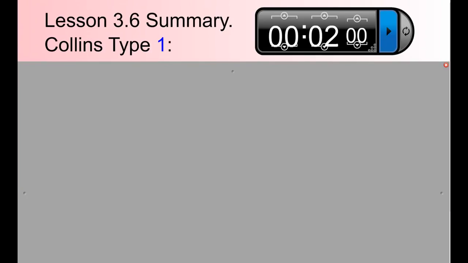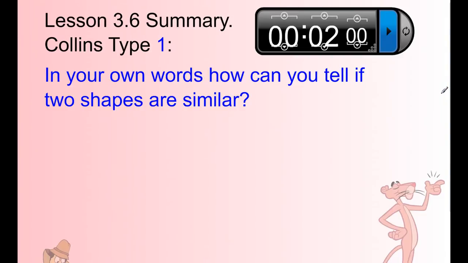Okay, so for our summary, lesson 3.6, it is a type 1, and I have 2 minutes on the clock. It says, in your own words, I love that. That means you can't be wrong as long as you back up your answer. In your own words, how can you tell if 2 shapes are similar? Well, that answer kind of has one correct answer, or maybe a couple different correct answers. But there's definitely a way to tell if they're similar versus not similar. So, in your own words, how can you tell if they're similar? Pause the video if you need to see the question a little bit longer. If not, this has been lesson 3.6, and thanks for watching.